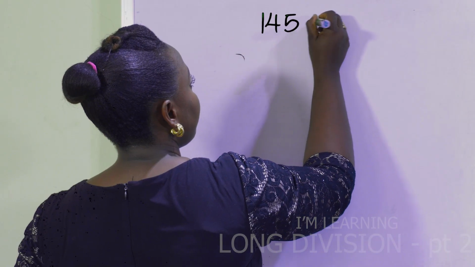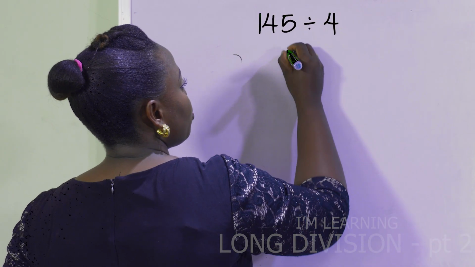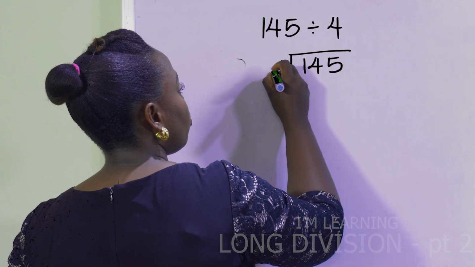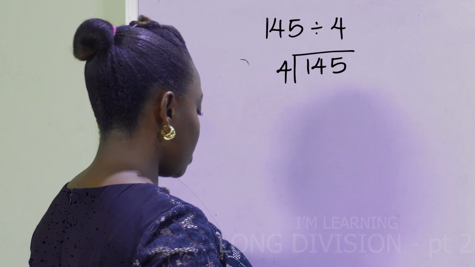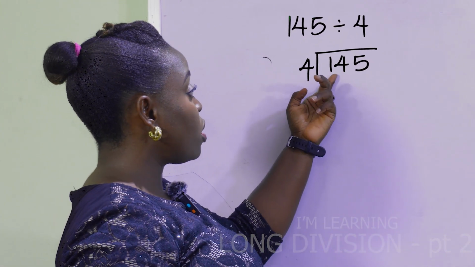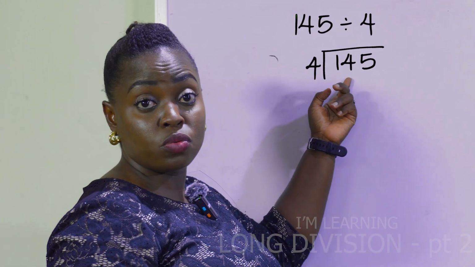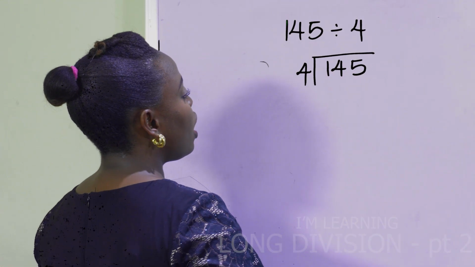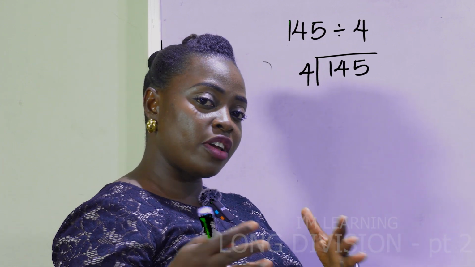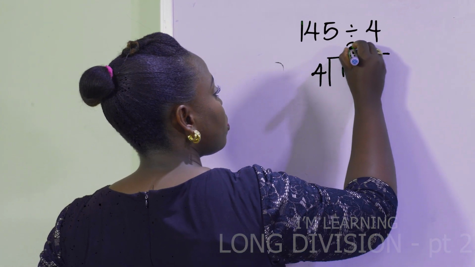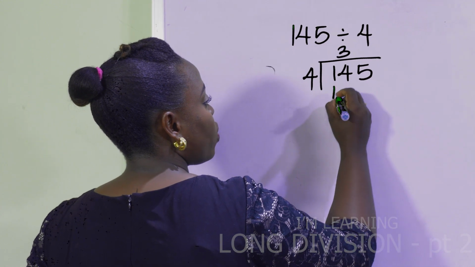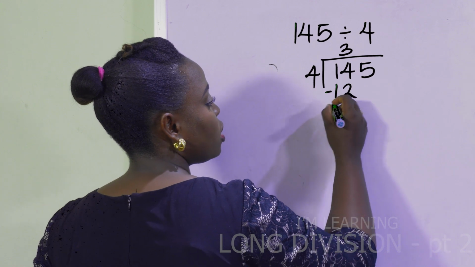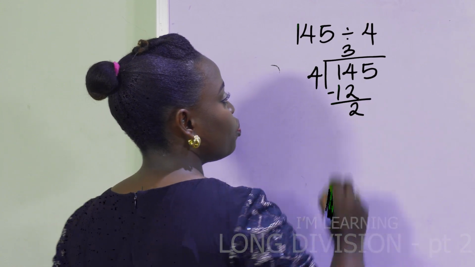145 divided by 4. Now 145 is my dividend, so it stays in there, and 4 is on the outside. So now let's start. Remember, 1 is smaller than 4, so I cannot start with 1 alone. I have to start with 14. So 14 divided by 4, how many groups of 4s will I find in 14? And I would find 3 groups. So 4 times 3 is 12. I'm multiplying now. Then I'm doing my subtraction. 14 minus 12 is 2.